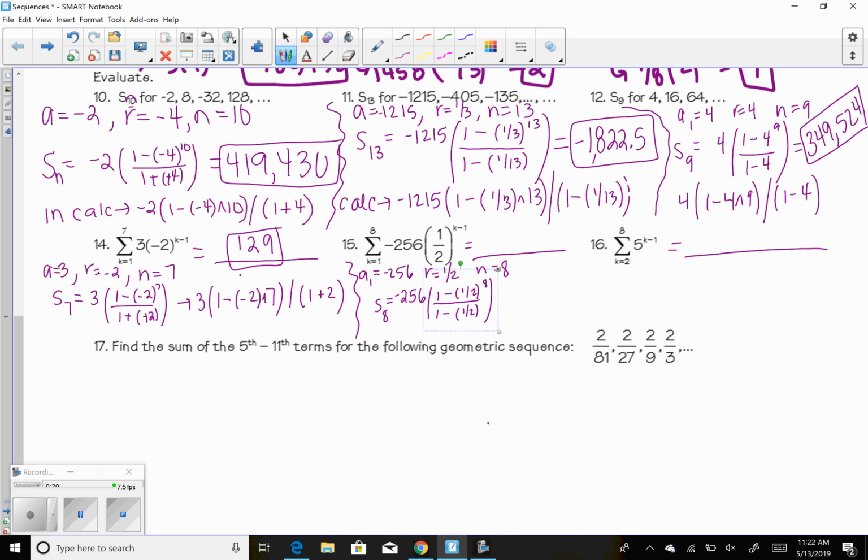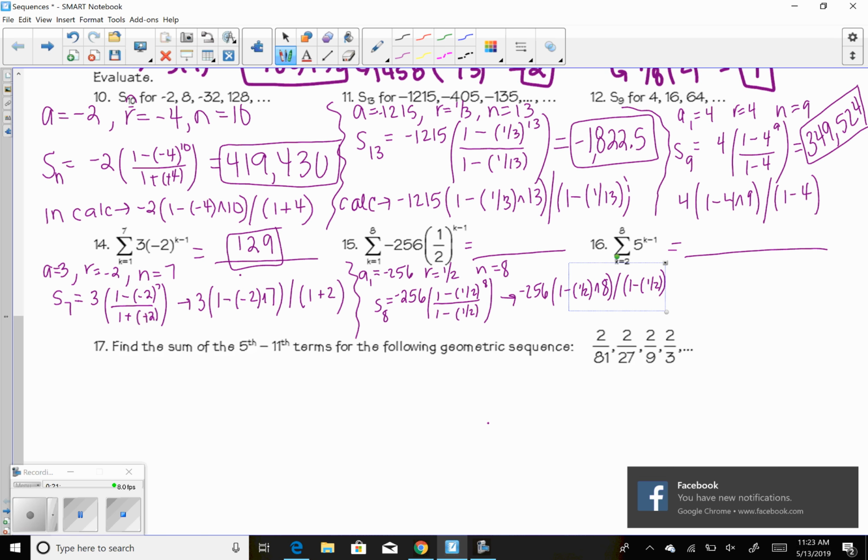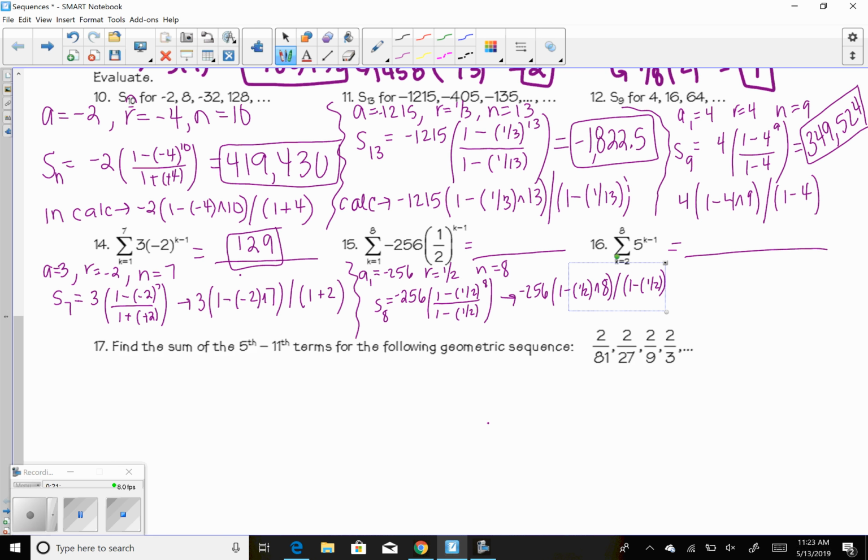Okay. All right. So that's how you would set it up. Negative 256 times 1 minus 1/2 to the 8th power over 1 minus 1/2. Be careful with parentheses. So coming next is what I type into my calculator, just like I am writing it. Okay. So then when you plug that in, I got negative 510.